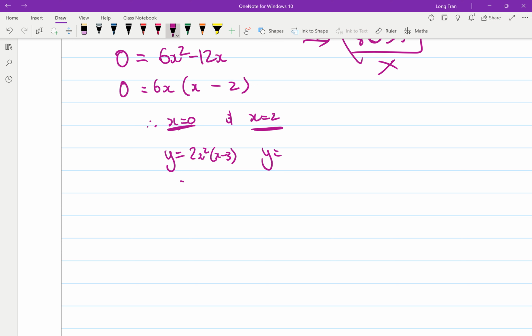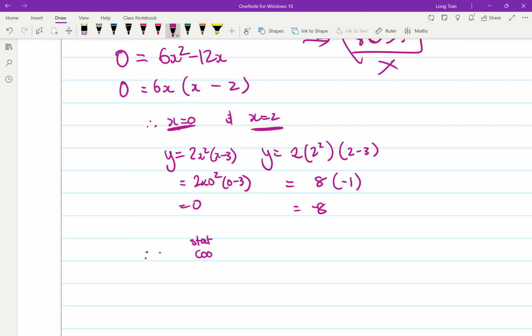So if you sub that in, it should be 2 times 0 squared, 0 minus 3, which is 0. And the other one would be 2 times 3 squared... Oh, sorry, it's 2. Whoops, 2. 2 squared times 2 minus 3. So that's what? 4, 8 times negative 1. So negative 8. So your 2 coordinates, therefore, stationary coordinates, are 0, 0 and 2, negative 8.